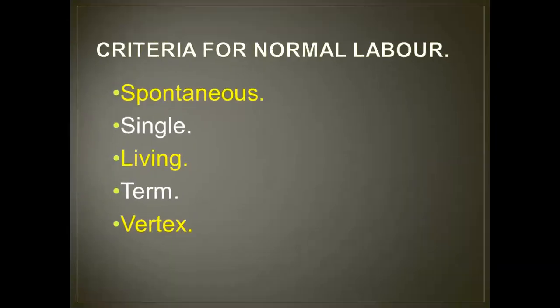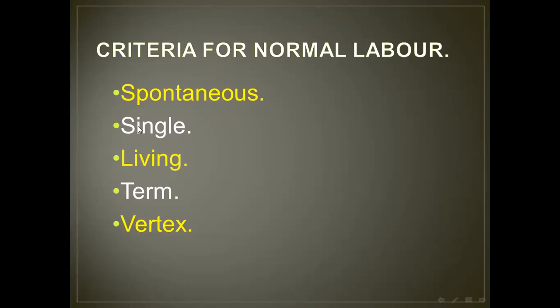What is the criteria of normal labor? Not all vaginal delivery is a normal delivery, but all normal delivery should be vaginal, and we should not confuse normal and vaginal delivery. Even if the patient delivered vaginally, even at home, the labor may be abnormal. So to fulfill the normal criteria, we should have 10 items.